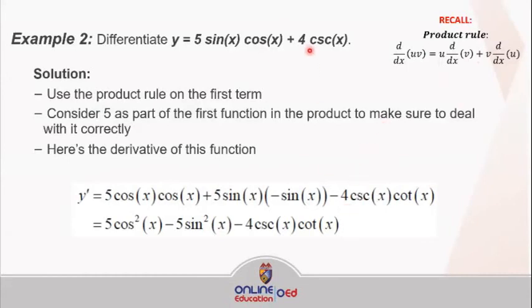And for the derivation ng 4 cosecant x, we have the negative 4 cosecant x cotangent x. Therefore, ang first derivative natin for this problem is we have the 5 cosine squared x minus the 5 sine squared x minus 4 cosecant x cotangent x. So, ito na yung buong formula na, solution natin for the first derivative.